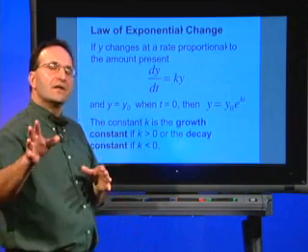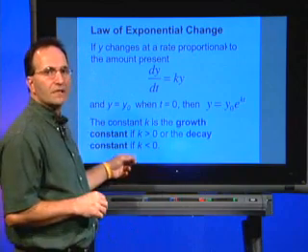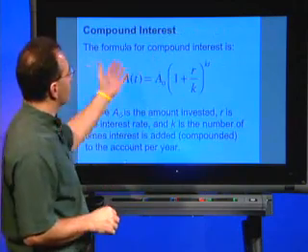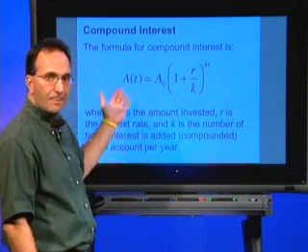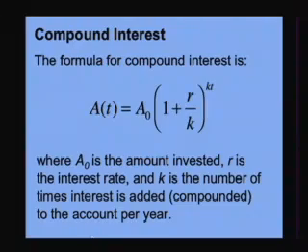Let's revisit the formula for compound interest. The formula is A of t is equal to A sub 0 times the quantity 1 plus r divided by k, all raised to the kt, where A sub 0 is the amount invested originally, r is the interest rate, and k is the number of times the interest is added, or compounded, to the account per year.